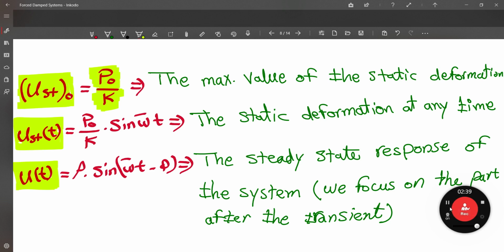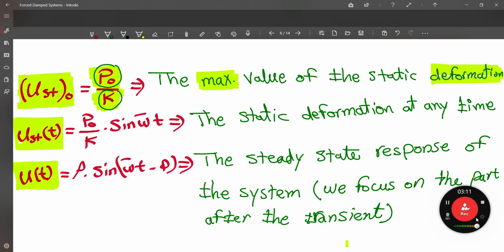So here P node is the maximum amplitude of the force, over the system stiffness. So we can define it as the maximum, take care of this word, maximum value of the static deformation, because we are talking about the maximum amplitude of force over the system stiffness.